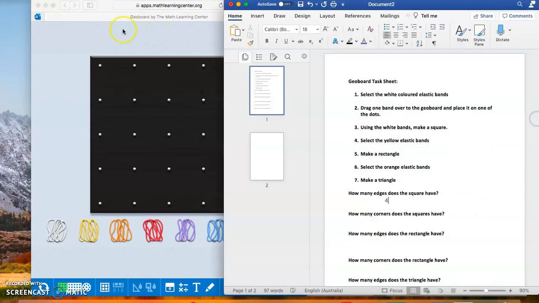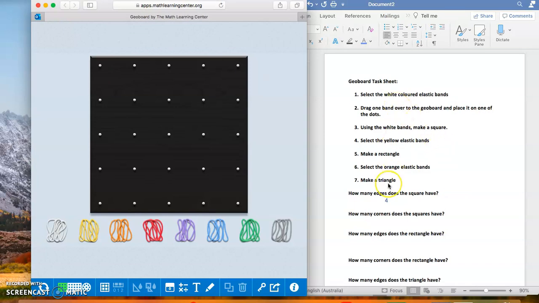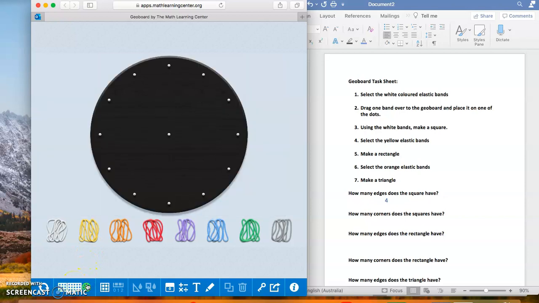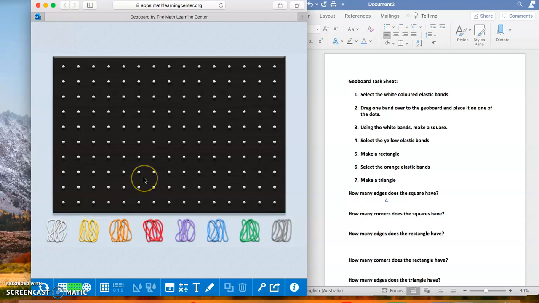So I have my geoboard that's come up and my list of my task sheet. What's great about the geoboard is that the students are given a square geoboard, but they can change it to a rectangle or a circle, which you could also involve in your learning of the shapes. The first task asks us to select the white coloured bands and to create a square.